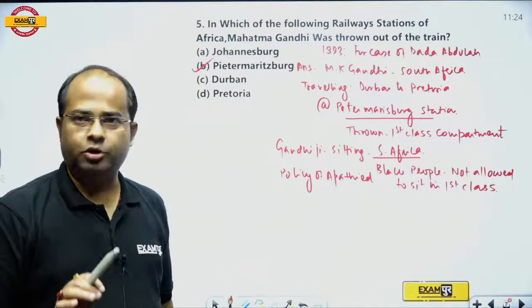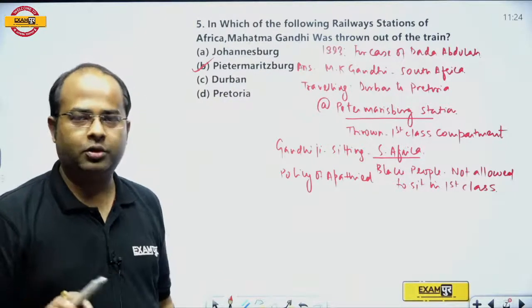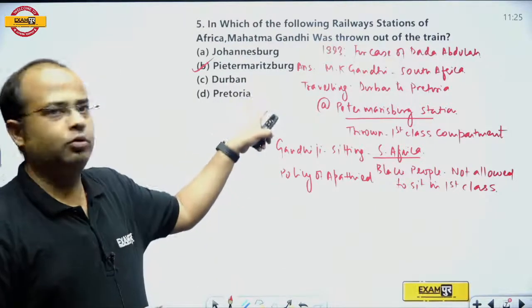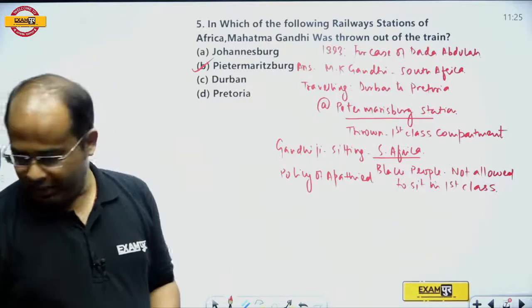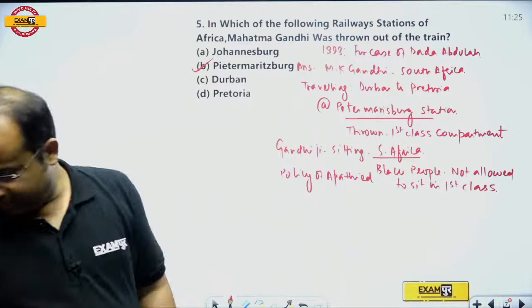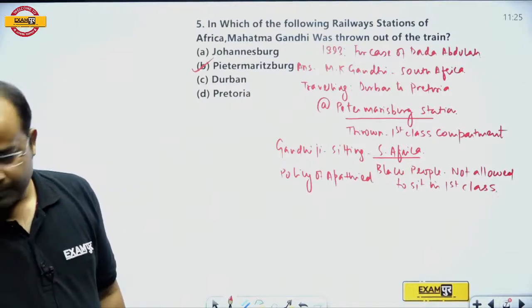I hope guys that should be clear to all of you why he was thrown and when he was traveling, 1893 Durban to Pretoria. I hope that should be clear to all of you guys. Now I will be moving to the next question.